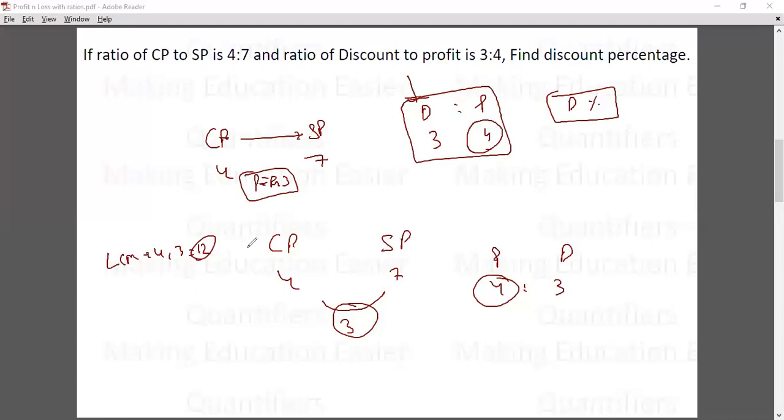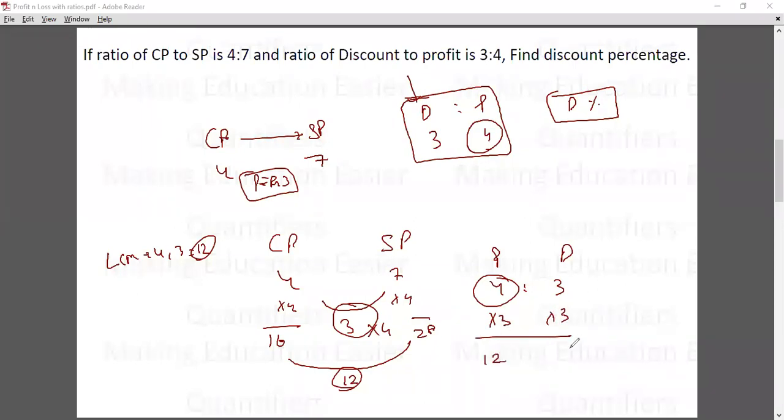So I'll multiply both ratios in such a way that the profit becomes 12. Here the gap is 3 and I want to make it 12, so multiplying by 4: 4 into 4 becomes 16, and 7 into 4 becomes 28. The difference is 12. For the other ratio, multiplying by 3, profit becomes 12 and discount becomes 9. Since these are direct values and not percentages, we can now use them.